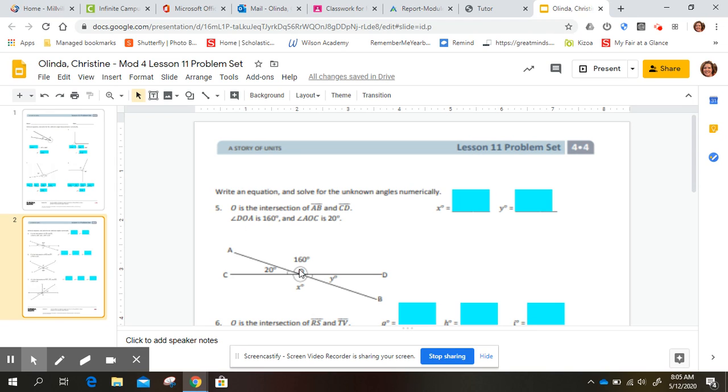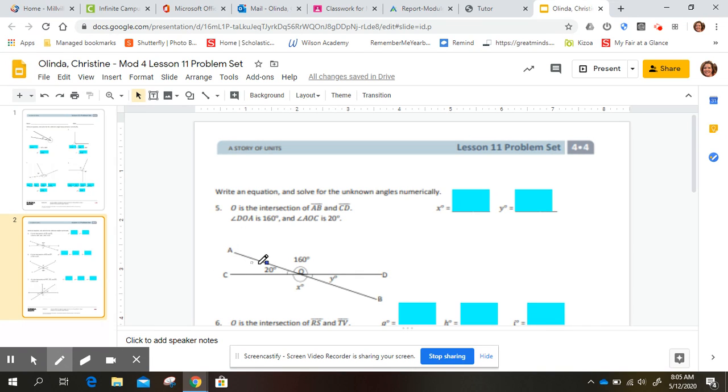DOA is 160 degrees. So this angle right here is 160 degrees. And AOC is 20 degrees. All right, so now that we know that information, we can solve for the missing angles.